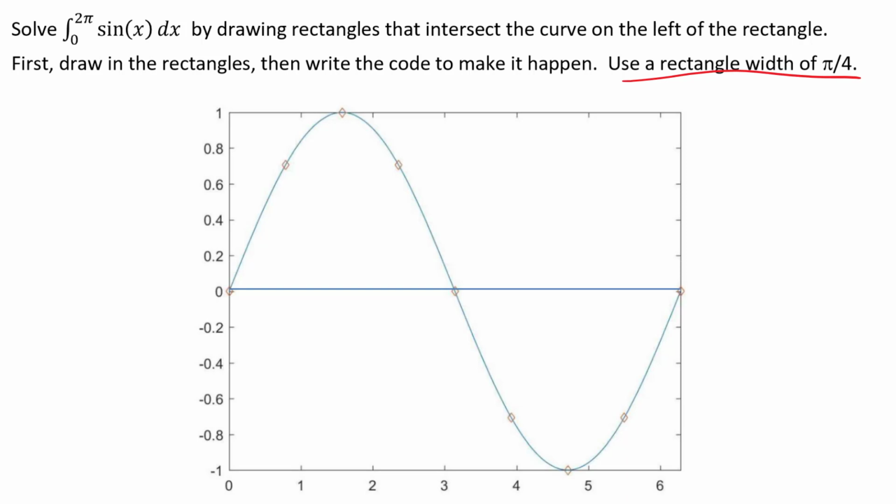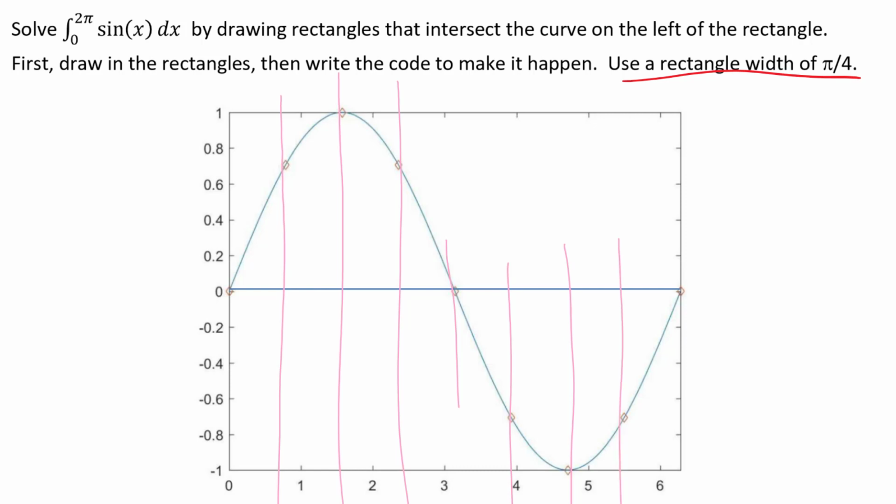So for example, let's see if I can draw some of these little pink lines in. If I was separating things like this, okay, in this first section, this is actually a super tiny rectangle, right? Because it's intersecting on the left. This rectangle here will intersect on the left, so it'll intersect right there. This one will intersect here. This one will intersect here. And then here, this will be another 0 rectangle.